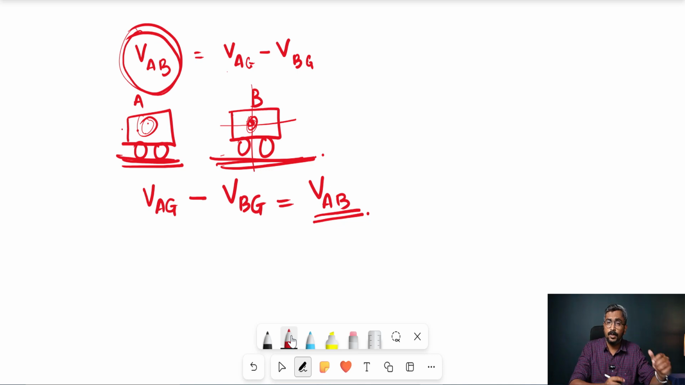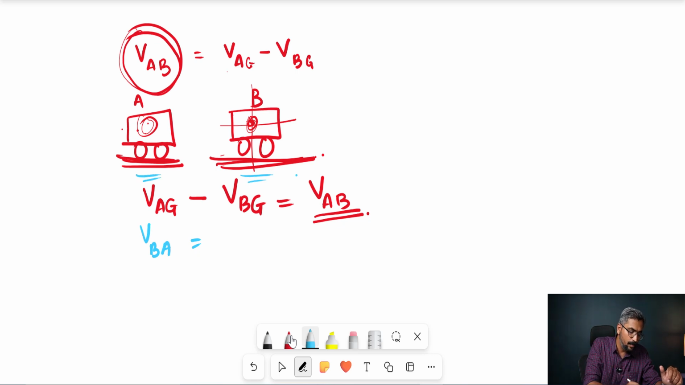The vice versa is also true. That is, VBA means what? Velocity of B with respect to A. That means here the frame of reference changes from B to A. That means you are sitting inside A and observing B. Then VBA means VB minus VA, where VB means velocity of B with respect to ground, and VA means velocity of A with respect to ground. I hope that you got the points.